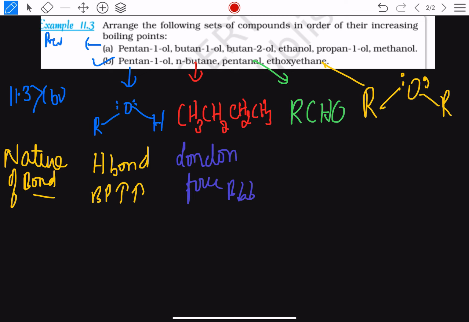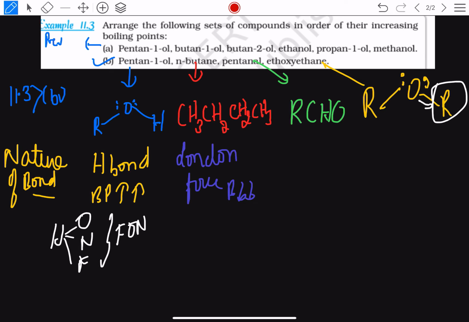Before going to the third one, let us talk about the fourth one, which is the ether, ROR. As you can see, in ether, the oxygen is not bonded to a hydrogen, but to an R group. R is any group other than hydrogen, generally a carbon. So there is no hydrogen bonding. Hydrogen bonding will only occur when hydrogen is bonded to oxygen, nitrogen or fluorine, which we commonly know as the FON technique. As that is absent in this case, we can't say that there is any hydrogen bonding here.